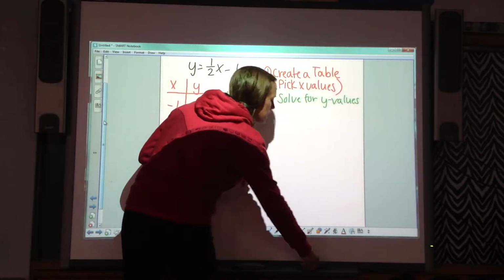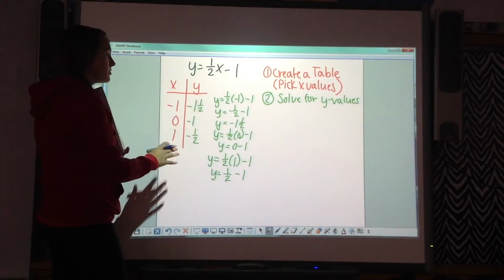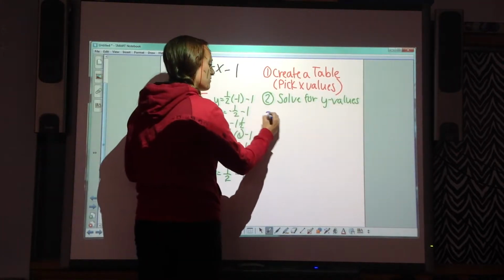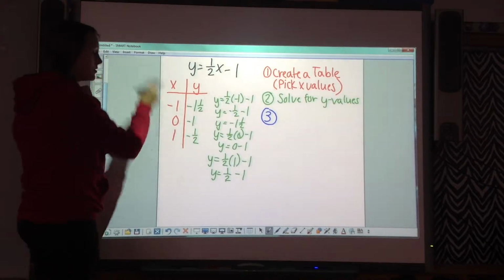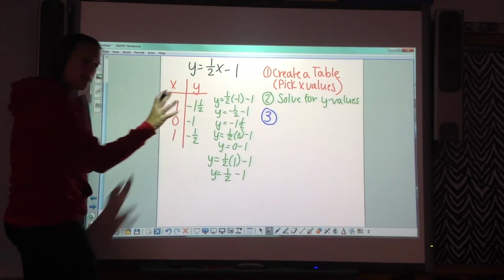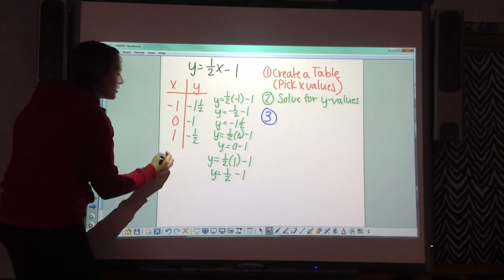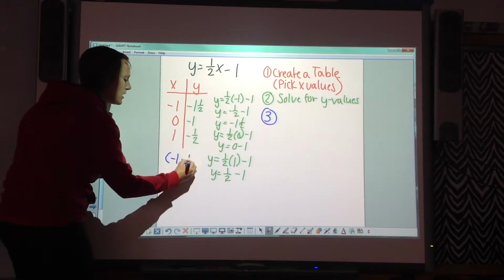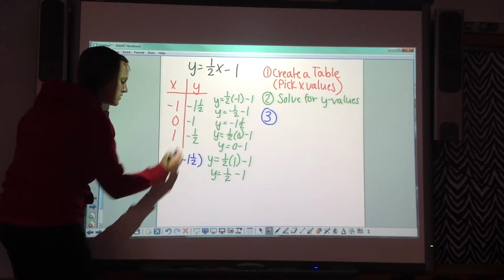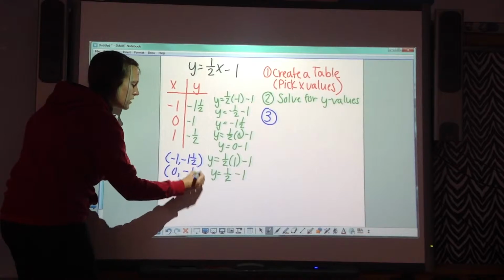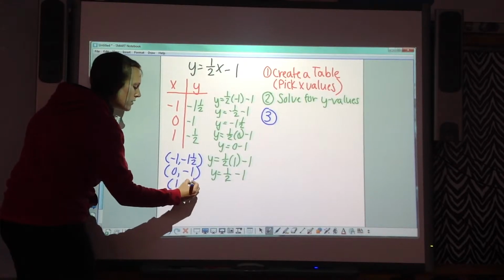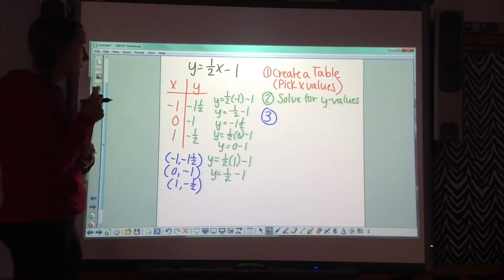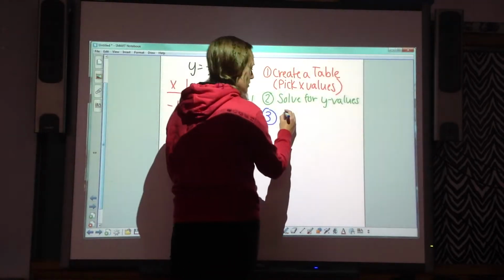After you have your input-output table, your T table completed, you're going to graph. Now, these are ordered pairs. You're going to think of them. You don't have to rewrite them, but I'm going to do this for this problem. You're going to think of this as negative 1, negative 1 and 1/2. 0, negative 1. 1, negative 1/2. Okay, and I'm going to graph those three ordered pairs.